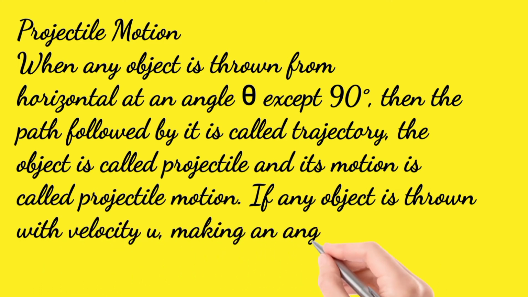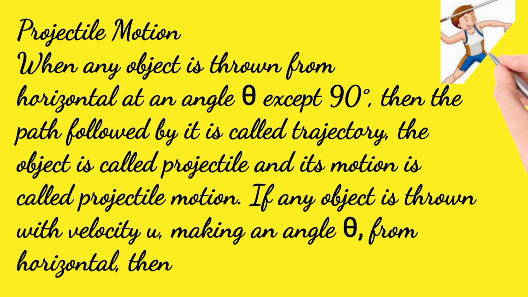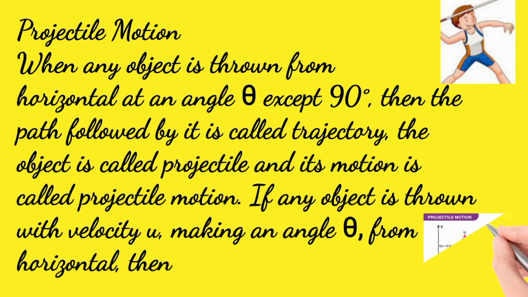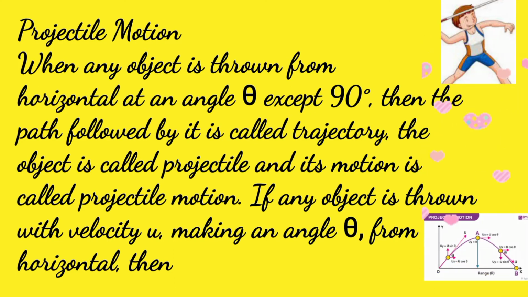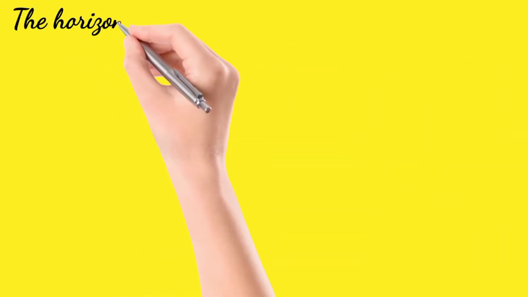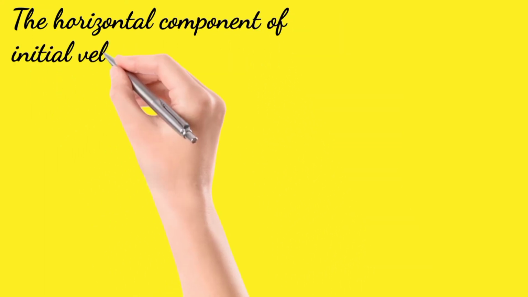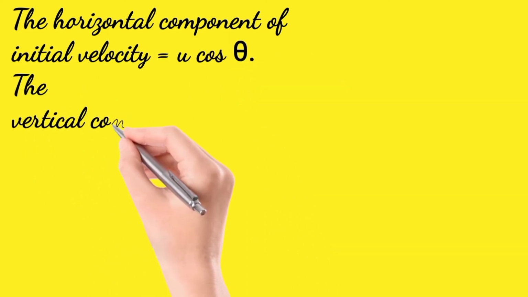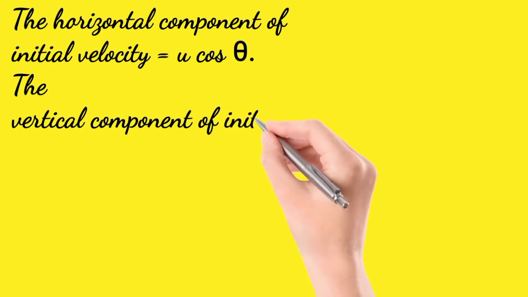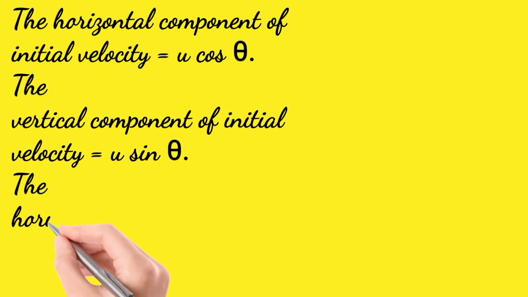If any object is thrown with velocity u, that is, the initial velocity is u, making an angle theta from the horizontal, then the velocity can be divided into two components, since velocity is a vector. We talk about the vertical component and the horizontal component. The horizontal component of initial velocity equals u cos theta. The vertical component of initial velocity equals u sine theta.